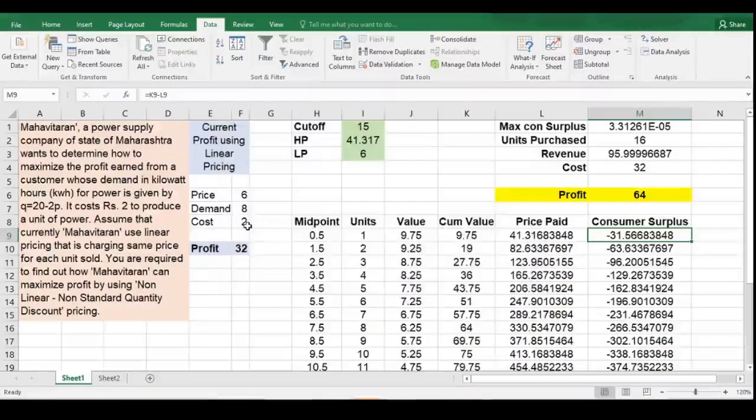Click on OK. Now you can see the profit has maximized to 64. Previously it was only 29, and now if you look at the values, the cutoff is 15, high price is slightly over 41, and low price is 6. Now this is how we can maximize the profit by using non-linear, non-standard quantity discount pricing.